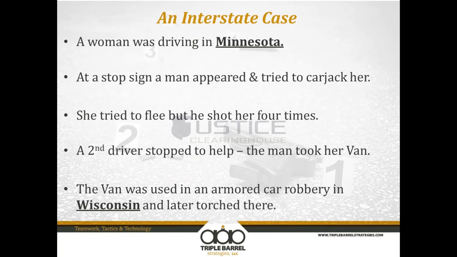Here's a case that brings together both the inside and the outside information, the ballistics and the crime gun trace data. It's an actual case. A woman driving in Minnesota stops at a stop sign. A man jumps out and tries to carjack her. She tries to flee, but she's shot 4 times. A second driver encounters the scene, stops to help, and the man carjacks her van. That van was later used in an armored car robbery and torched in the next state over in Wisconsin.